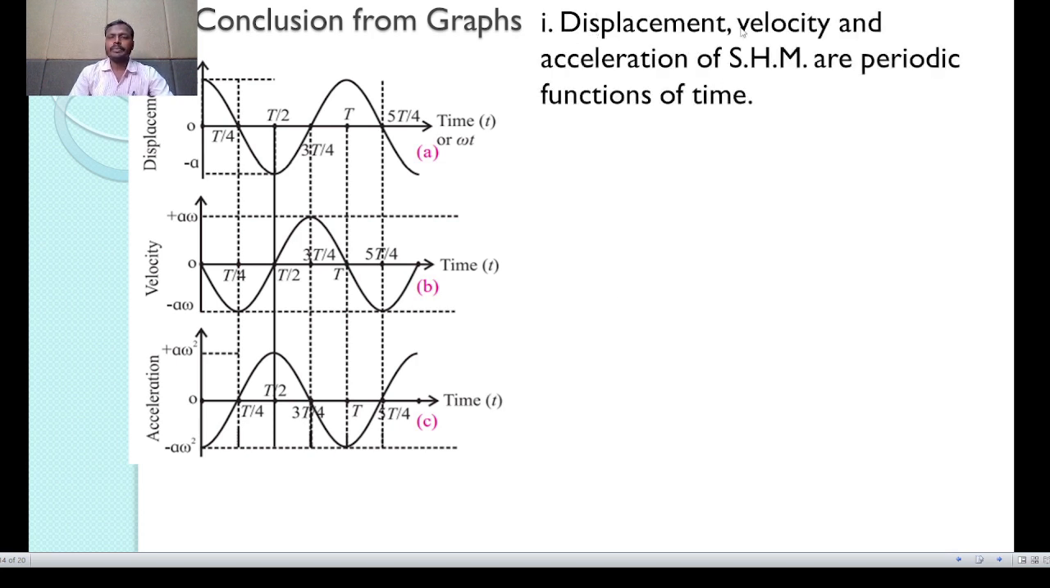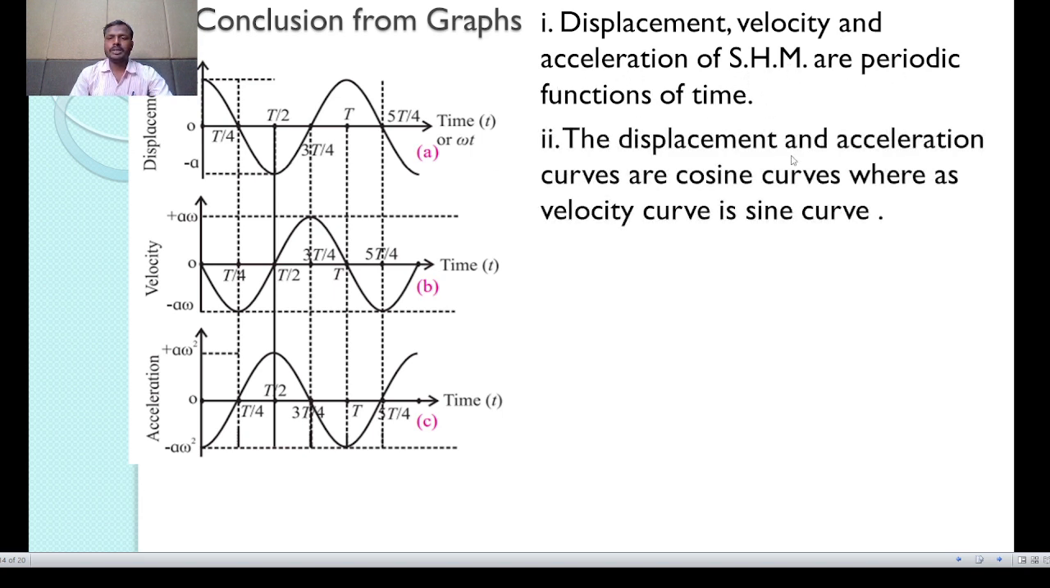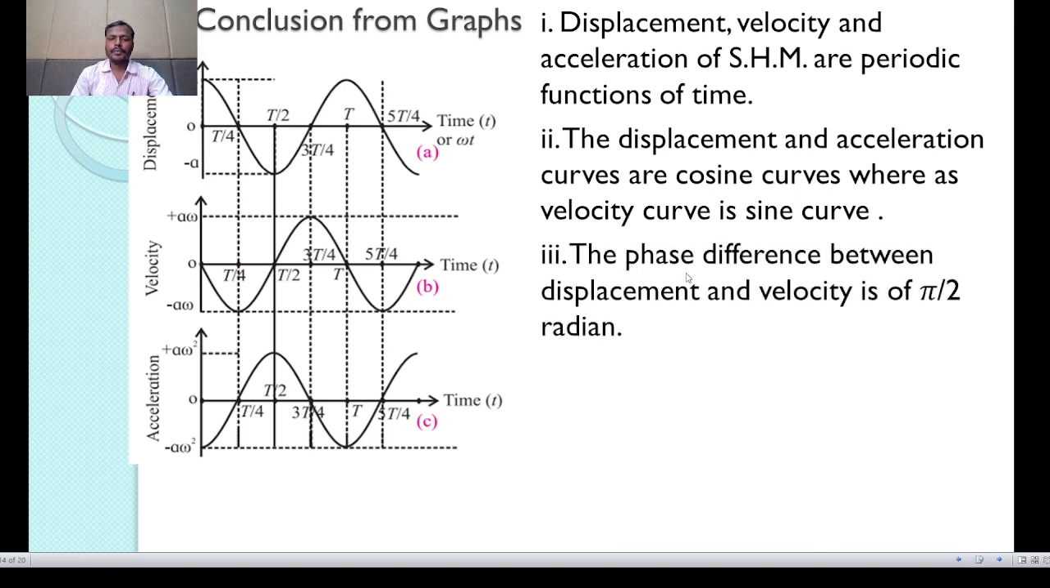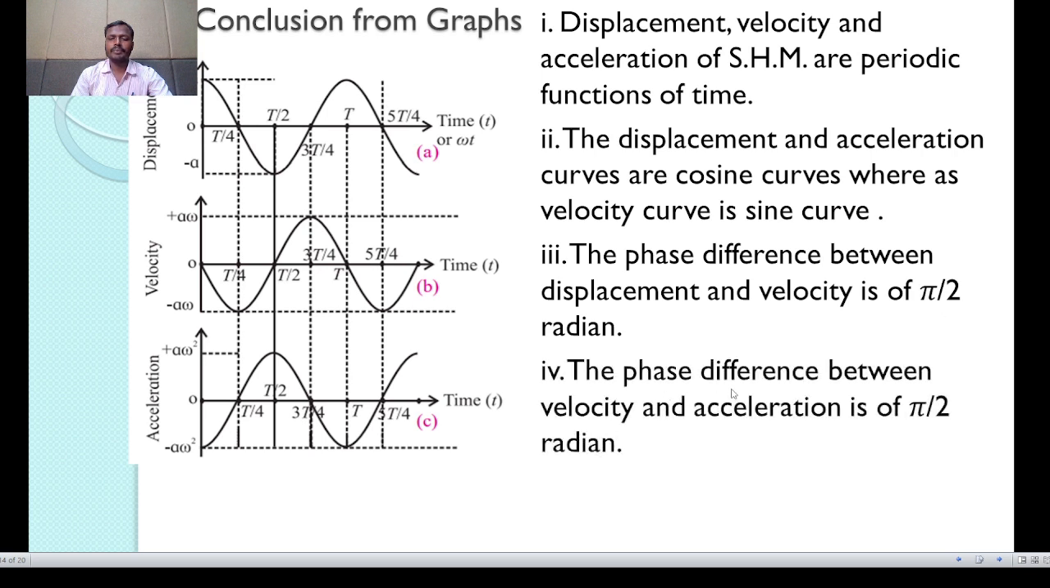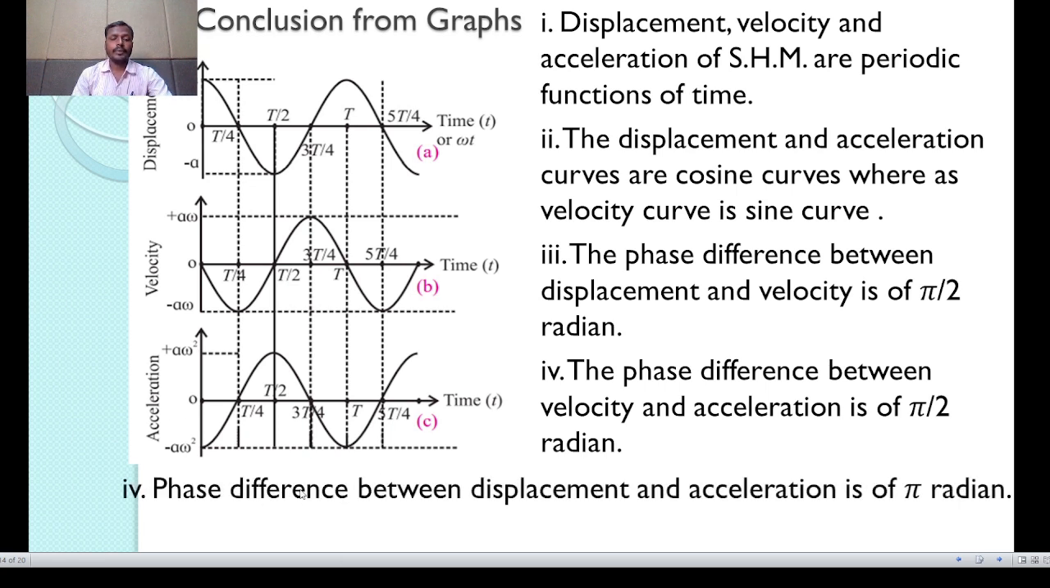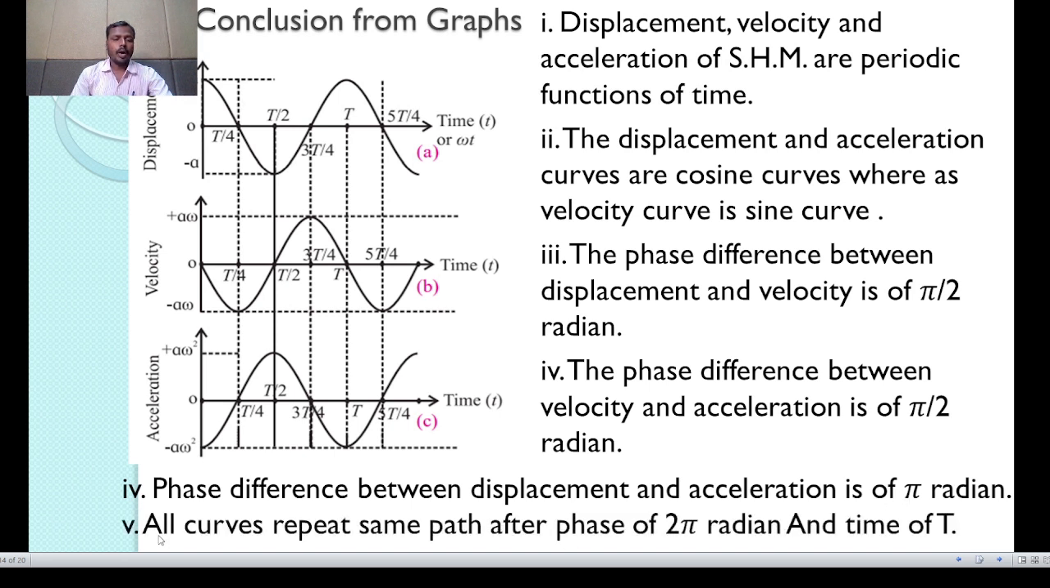The conclusion is displacement, velocity and acceleration of the SHM are periodic functions of time. The displacement and acceleration curves are cosine curves, whereas the velocity curve is the sine curve. The phase difference between the displacement and velocity is π by 2 radian, whereas the phase difference between the velocity and acceleration is also π by 2 radian. Therefore, the phase difference between the displacement and acceleration is π radian. All curves repeat the same path after a phase of 2π radian and time of capital T.